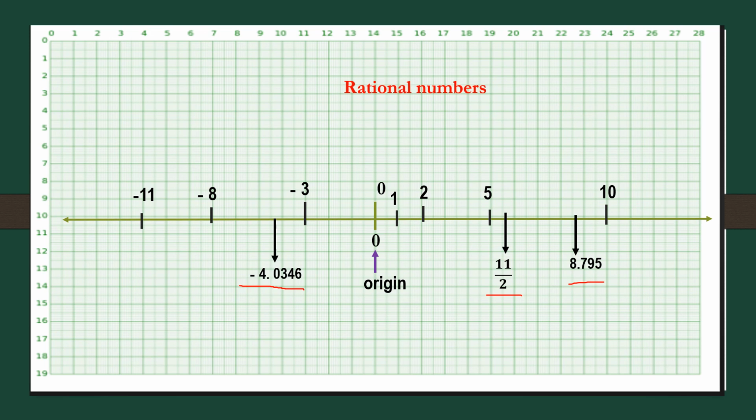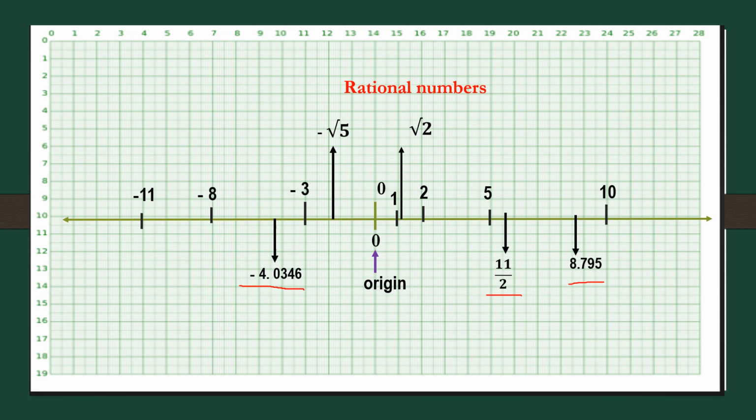And what do we mean by rational numbers? Numbers that can be expressed in the form P by Q, where Q is not equal to 0, and P and Q are integers. Such numbers are all called rational numbers. So the examples that we have taken here are all rational numbers. They all can be expressed in the form P by Q. Okay. Fine.